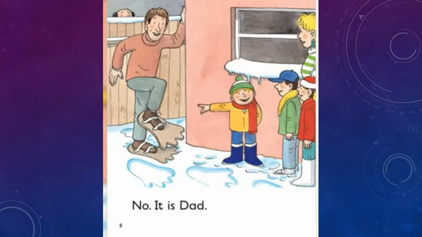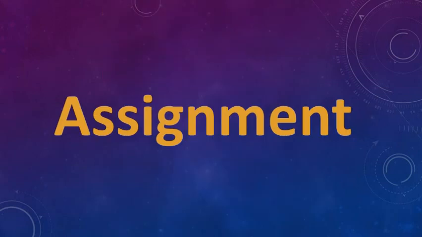This is page number 8 and this page discloses the secret. Dad came out wearing big wooden feet. Kipper is saying, no, it is Dad. And then they laughed and enjoyed. Let's read what is written on this page. No, it is Dad. Okay students, now we have read the reader and it's time for an assignment.